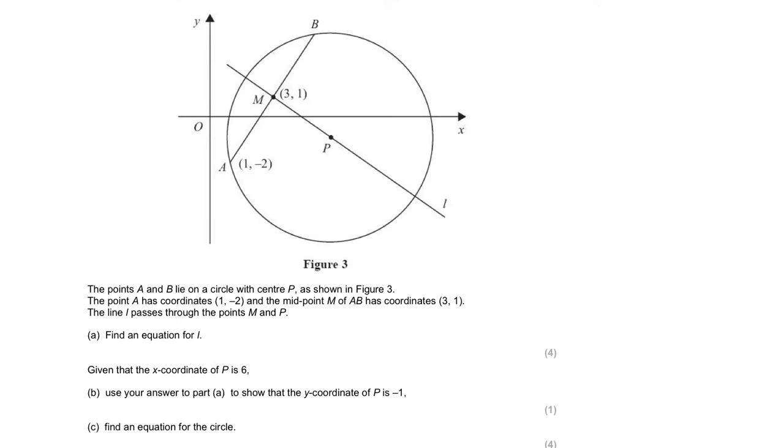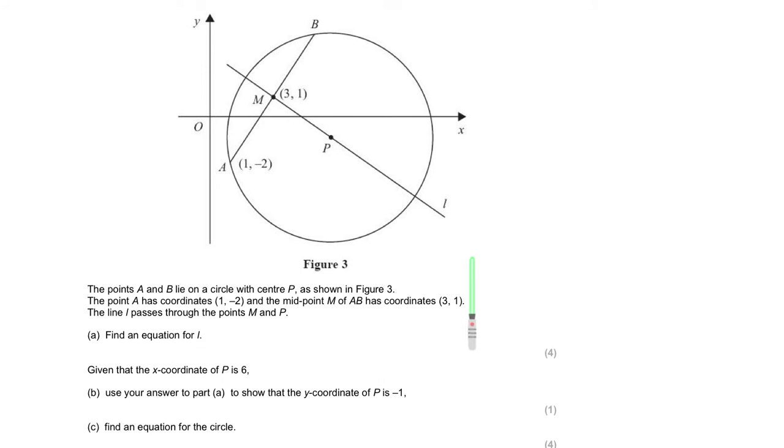Question 5. The points A and B lie on a circle with centre P as shown in figure 3. Perfect, that's all shown, we've got nothing to write yet. The point A has coordinates 1, minus 2, brilliant, that's there. And the midpoint of AB has coordinates 3, 1, perfect, that's there. The line L passes through the points M and P, brilliant. Find an equation for the line.